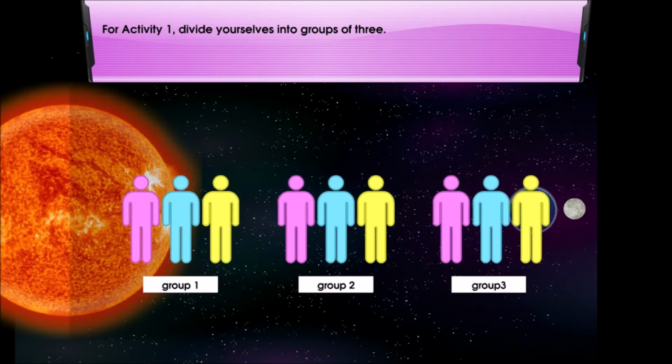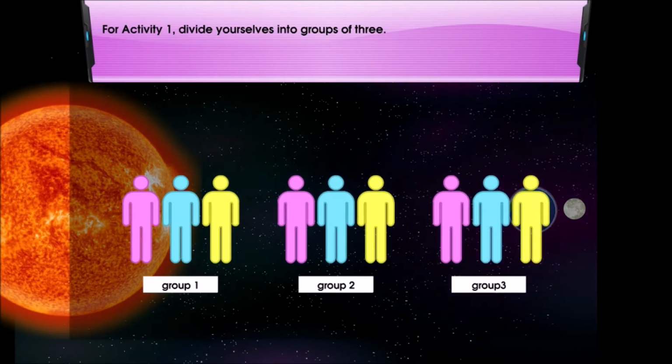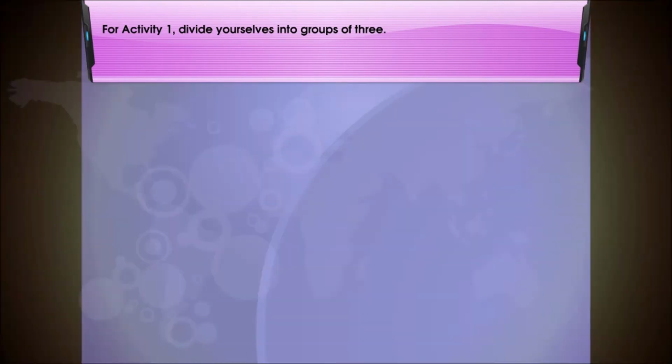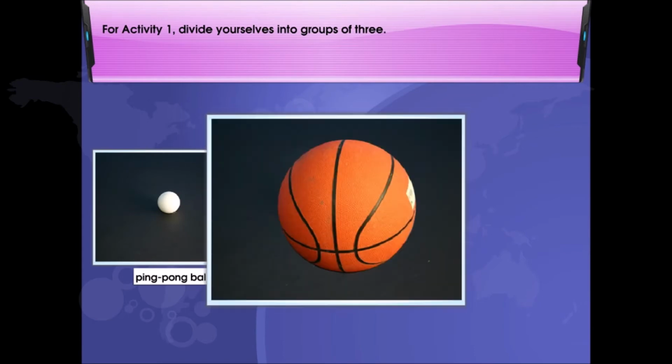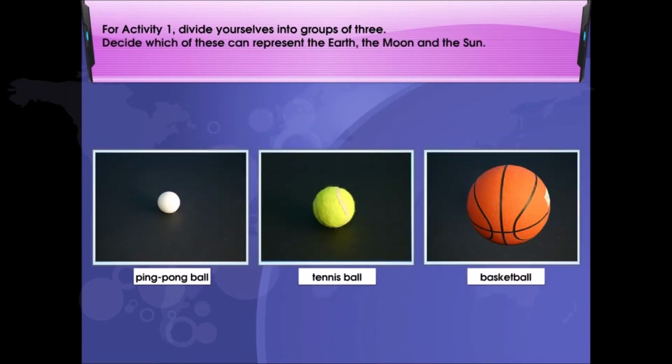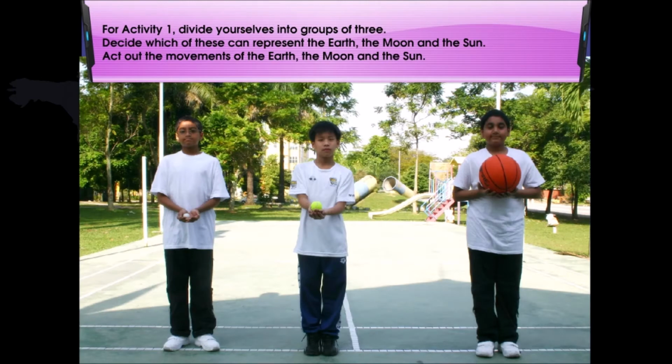For activity 1, divide yourselves into groups of 3. You are given a ping pong ball, a tennis ball, and a basketball. Decide which of these can represent the earth, the moon, and the sun. Act out the movements of the earth, the moon, and the sun. Explain to your class what you are doing.